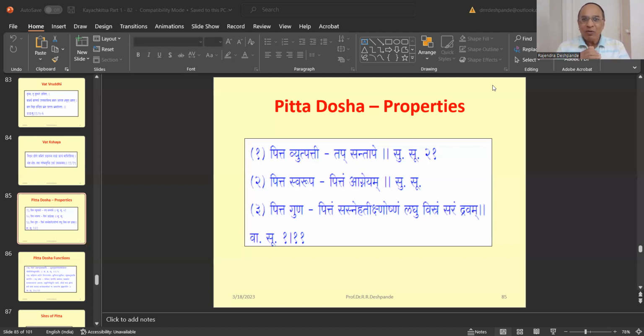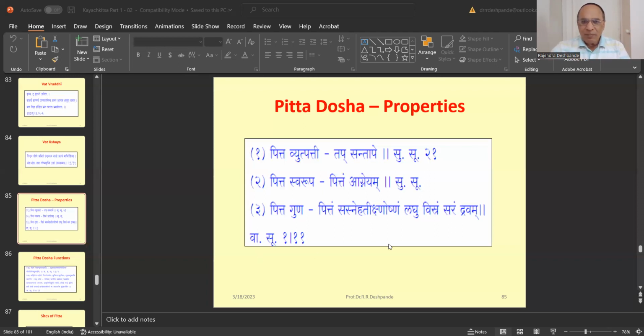Today we are going to discuss the Pitta dosha. Pitta Vyutpatti: how that particular term has been derived. This is from Tapa Santape. Santapa is an indication of heat. So Pitta Swarupa is naturally Agneyam. Prithvi, Jala, Tej, Vayu, Akash: these are the five basic primordial substances in the universe, the five Mahabhutas. And the fire element is predominant in the Pitta dosha because it has to do the function of metabolism, digestion and transformation.